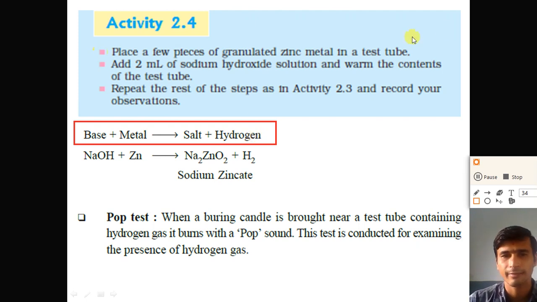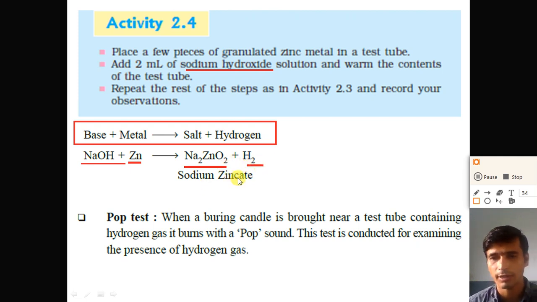Similarly, for this activity, if we take sodium hydroxide, the chemical formula of sodium hydroxide is NaOH, and Zn is zinc. So NaOH reacts with zinc and produces Na2ZnO2, sodium zincate, and hydrogen gas. Not every base gives this type of sodium zincate; for different bases we get different salts. So when an acid or base reacts with a metal, it produces a salt and hydrogen gas.